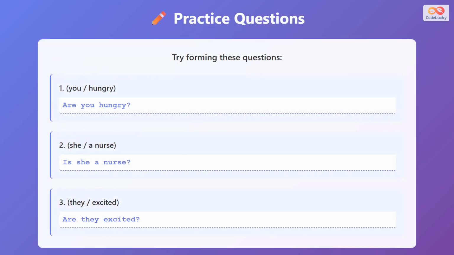Now let's practice forming questions. First example: how do you ask if someone is hungry? The answer is, "Are you hungry?" Second example: how do you ask if she is a nurse? The answer is, "Is she a nurse?" Third example: how do you ask if they are excited? The answer is, "Are they excited?" Try to form more questions using these patterns. The more you practice, the more natural it becomes.